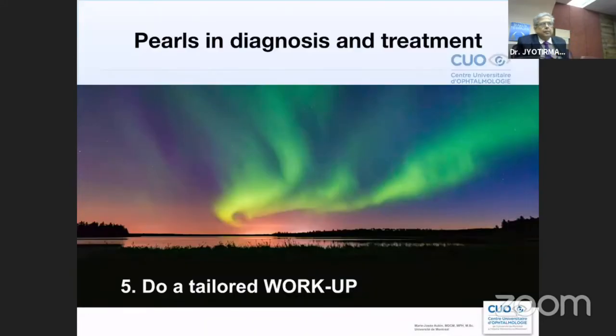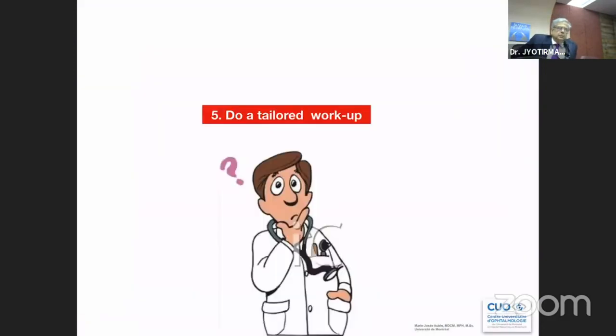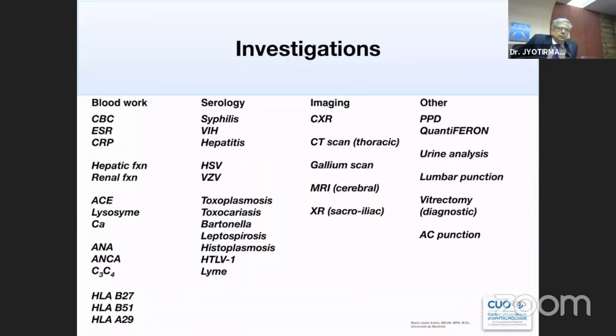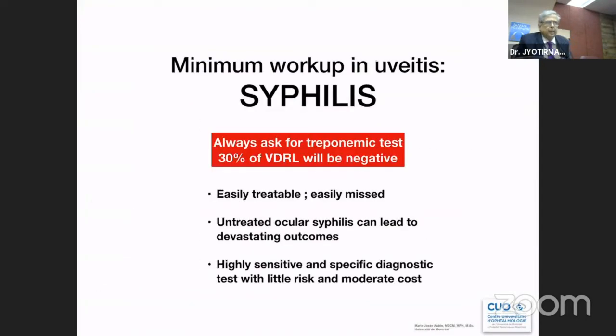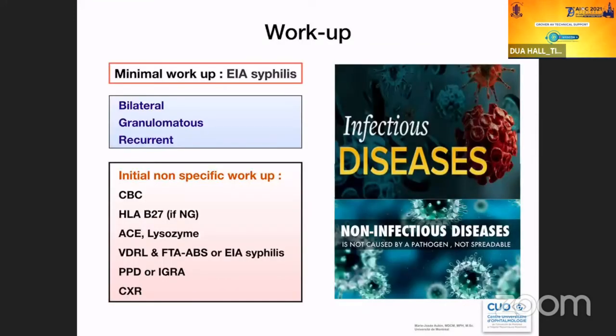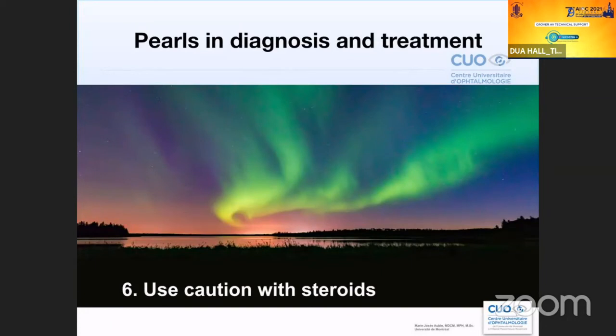So I was just about to give you the 5th pearl, to do a tailored workup. And what does that mean? Certainly, there's a lot of investigation, but I would argue that the minimum workup for anything in uveitis would be syphilis, but you could also consider ruling out, of course, TB and sarcoidosis. The 6th pearl is to use caution with steroids.